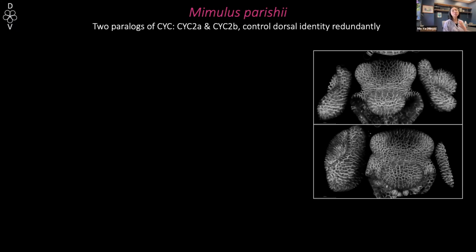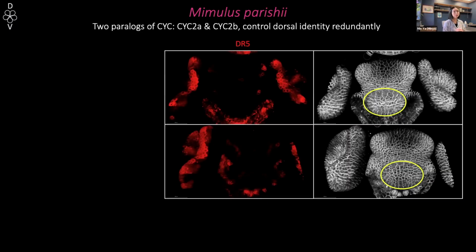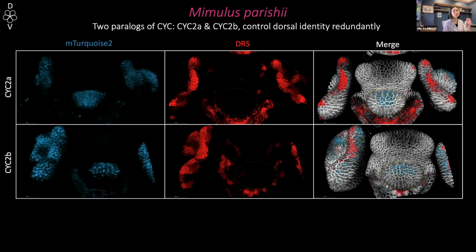For example, here we have two different samples, and you can see that the floral meristem is already very physically defined, very round and chubby. And the DR5 signal can be observed in many other parts of the plant, but there's nothing inside of the floral meristem, right? However, at this stage, both of the cycloidea genes already established their dorsal-specific expression.